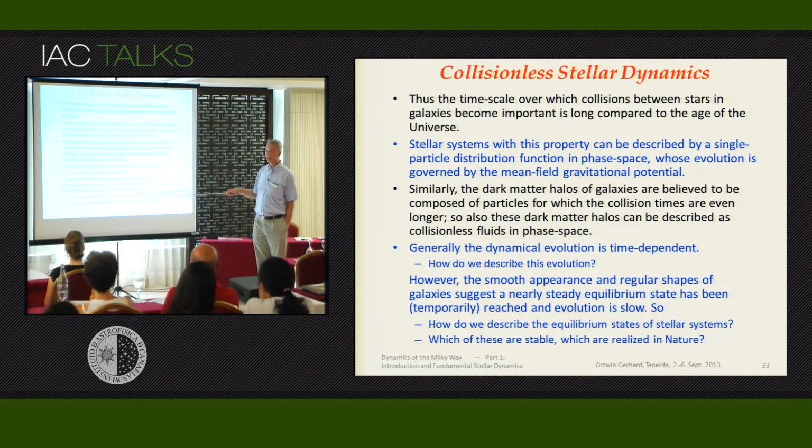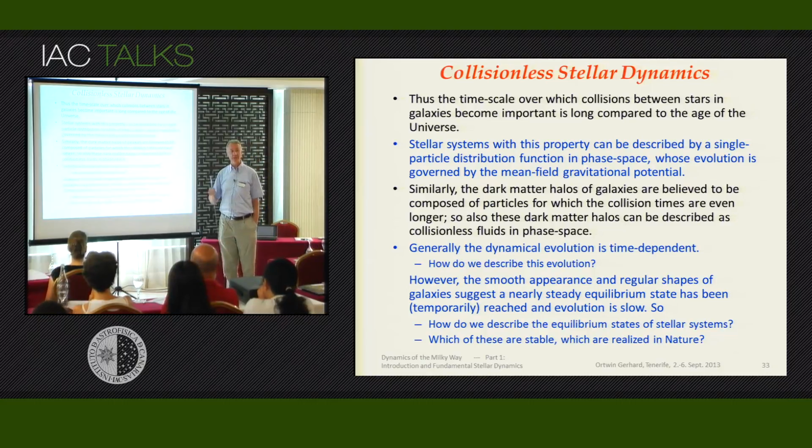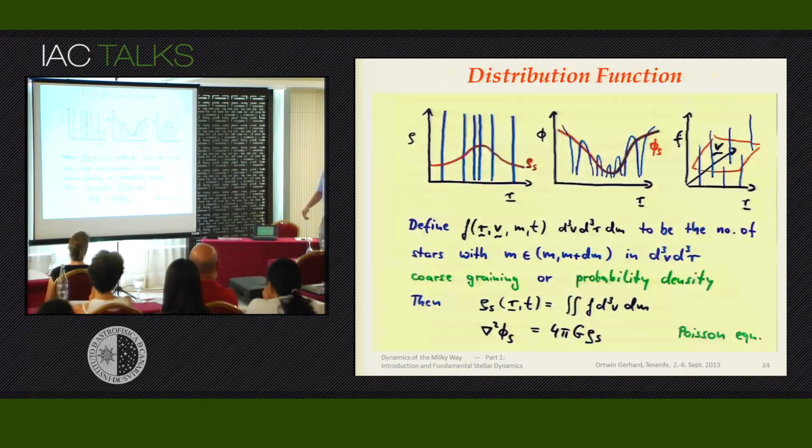So then we'll also ask, how do we describe the equilibrium states? That's Jeans' theorem. Come to that next time. And then a much harder question, which of these equilibrium solutions that we can construct is dynamically stable, and which of them are realized in nature. Okay, I think I have a few minutes more, so let's start with the distribution function.